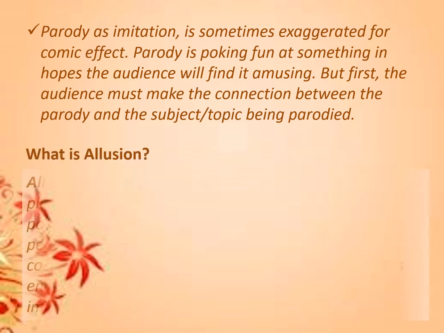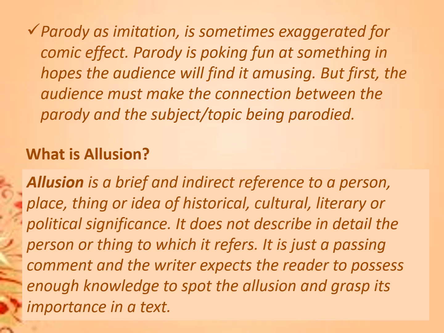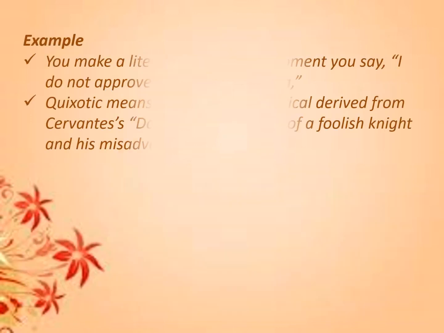What is allusion? Allusion is a brief and indirect reference to a person, place, thing, or idea of historical, cultural, literary, or political significance. It does not describe in detail the person or thing to which it refers. It is just a passing comment. The writer expects the readers to possess enough knowledge to spot the allusion and grasp its importance in a text.